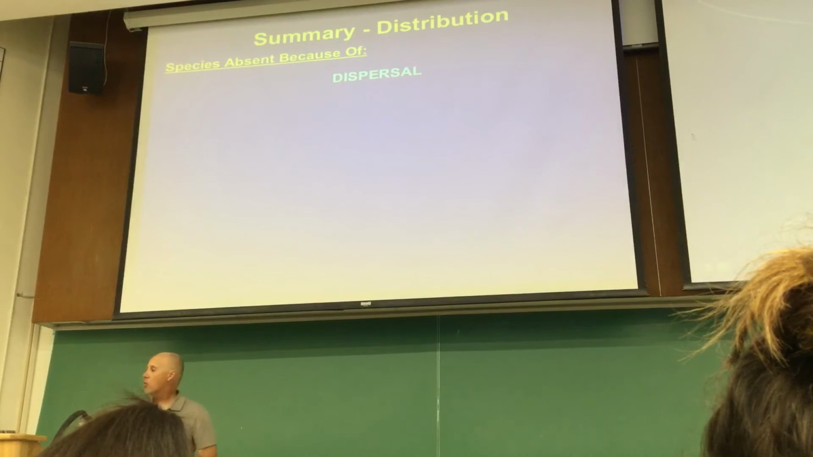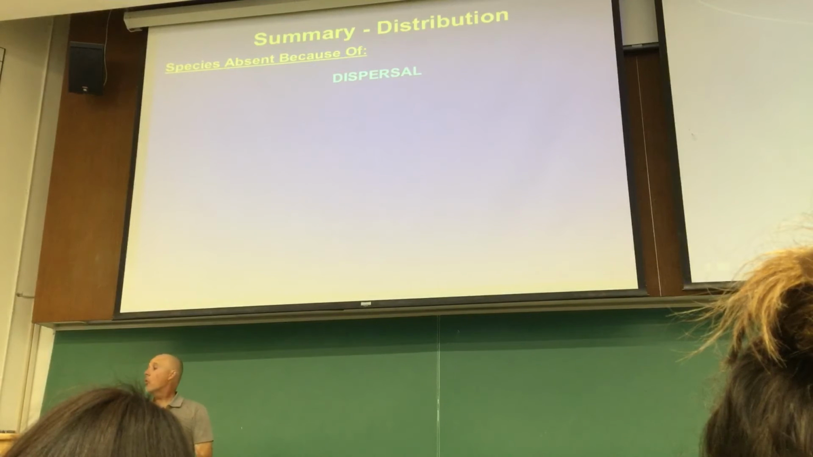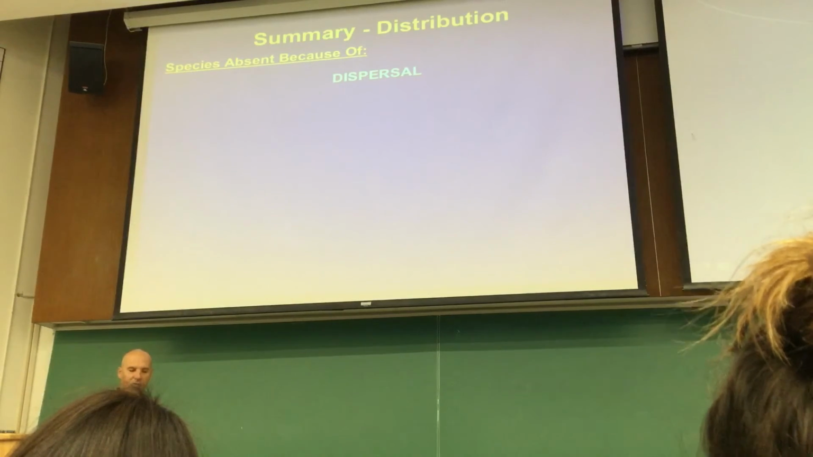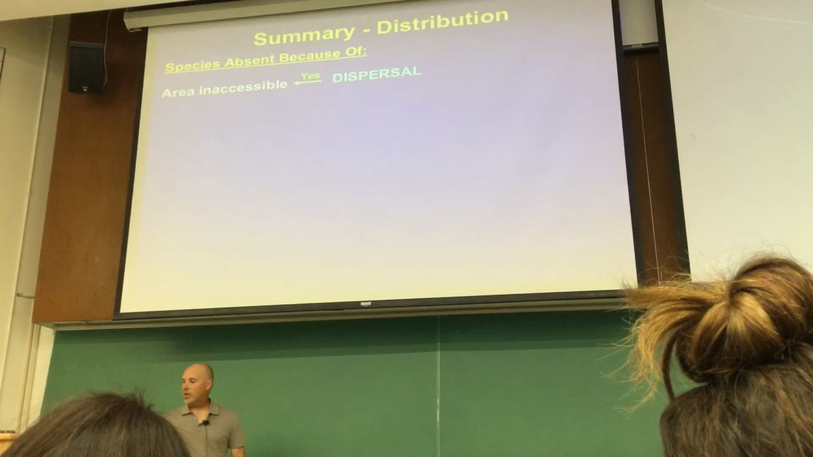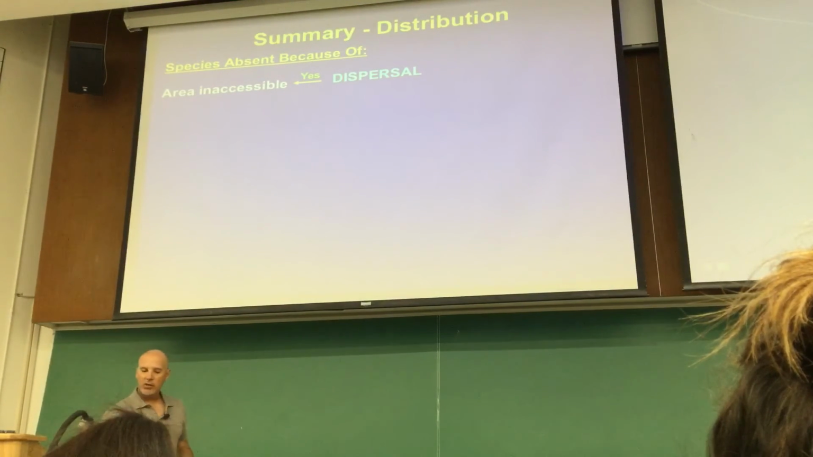So here's my question. Why is it here but not there? The first thing I want to look at is, well, it's not there because it can't get there. So that's dispersal, and I investigate that via experimentation and observation. If they just can't get there, well, it's dispersal. Area is inaccessible. That's why they're here but not there. Solved. But if it's not that, then I look further.